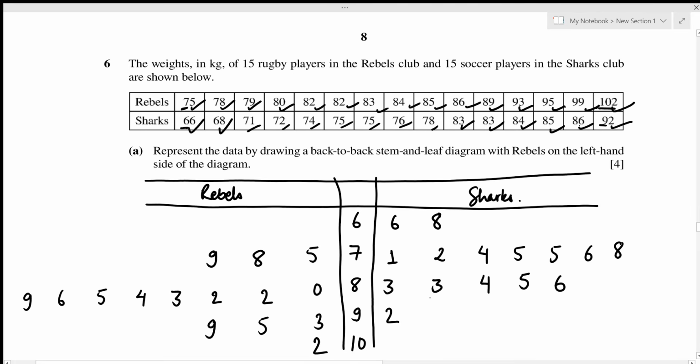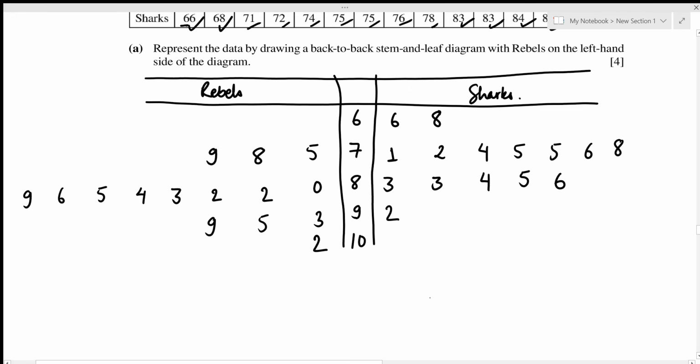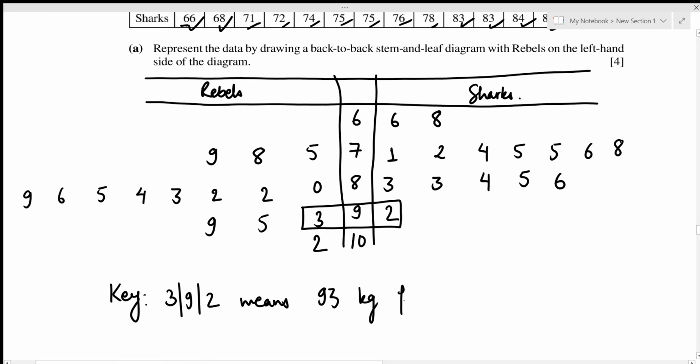So this concludes the stem and leaf diagram, but we also need to mention the key. I'm going to take this as my reference for the key. So that's 3, 9, 2. Now this means 93 kg for rebels and 92 kg for sharks.